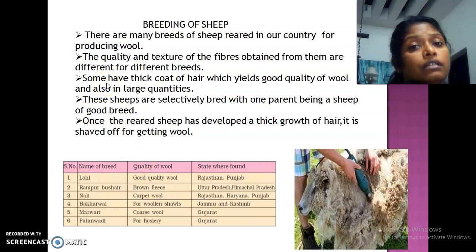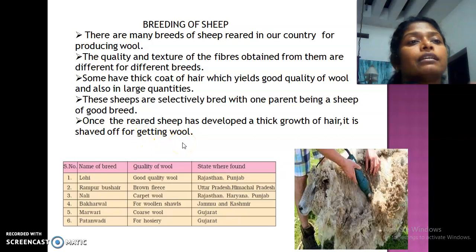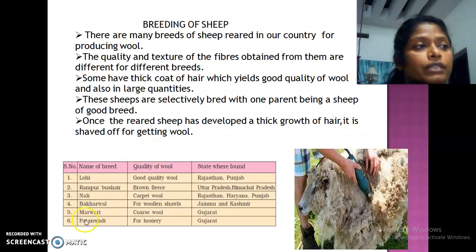So some of the breeds of these sheep will have a thick coat of hair, which yields good quality of wool and also large quantities. These sheep usually are selected and bred with another parent of a good breed. And once these are reared, the sheep develop a thick growth of hair. It is shaved off to get wool. So we select a breed of sheep which can give us a large quantity and good quality of the fleece.